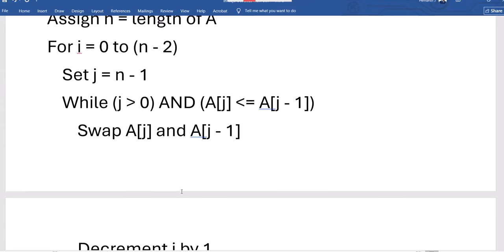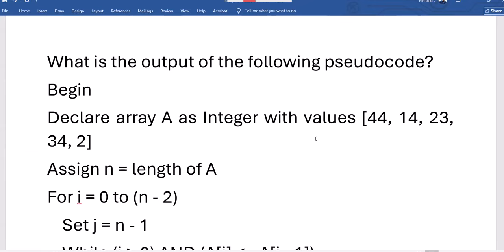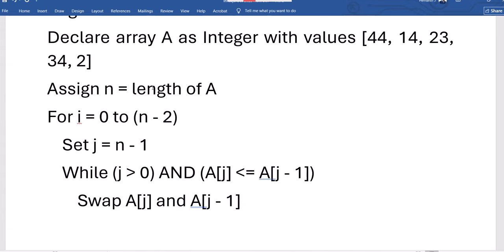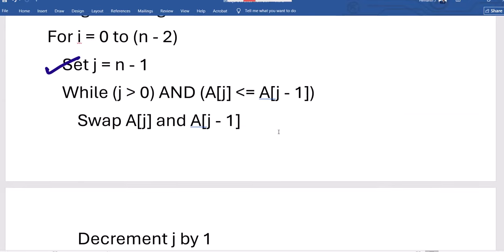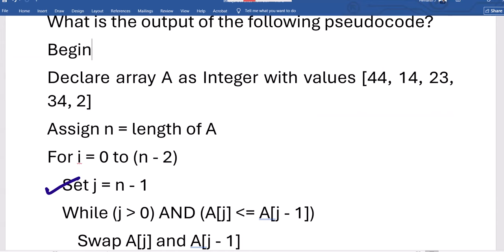And this one, okay, regarding sorting, they actually gave one question. They gave it like, okay, swapping A of J, they are taking from the back. J is n minus 1. From the back, they are checking this. And if you just go through this pseudocode, what's the output of the following pseudocode if you verify?